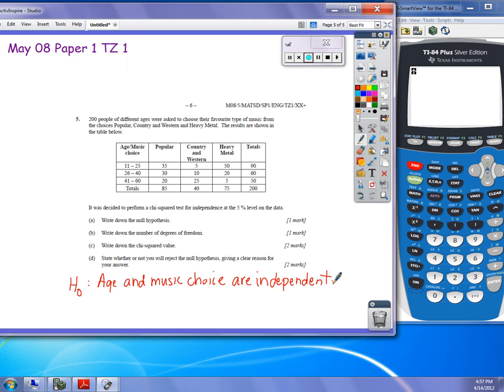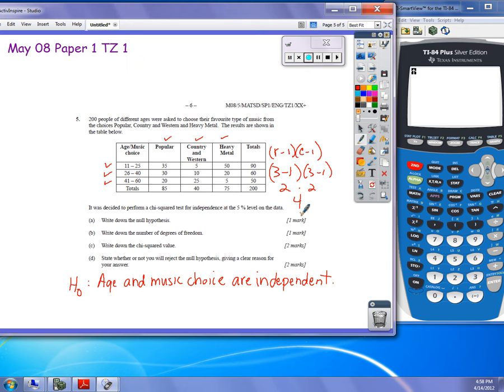Part B and C, I see the words write down, so that tells me it's a calculator problem. Let's see, write down the degrees of freedom. I remember that the calculation for degrees of freedom is the number of rows minus 1 times the number of columns minus 1. I have 3 rows of data, and I have 3 columns of data. So 2 times 2 is 4.